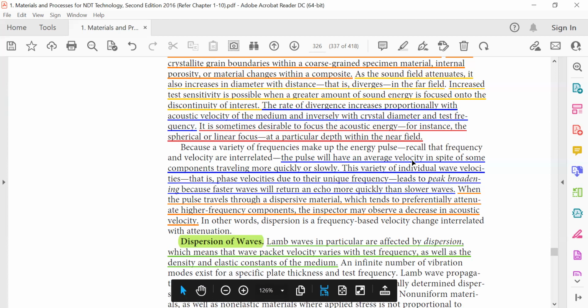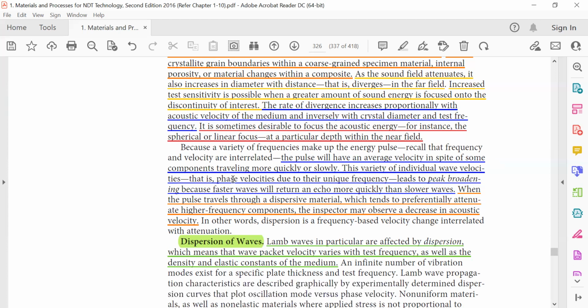The pulse will have an average velocity in spite of some components traveling more quickly or slowly. That variety of individual wave velocities, that is phase velocities due to their unique frequencies, leads to peak broadening because faster waves will return an echo more quickly than slower waves. When the pulse travels through a dispersive material, it tends to preferentially attenuate higher frequency components. The inspector may observe a decrease of acoustic velocity.